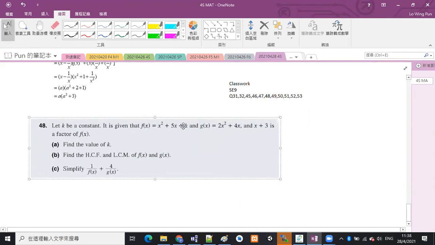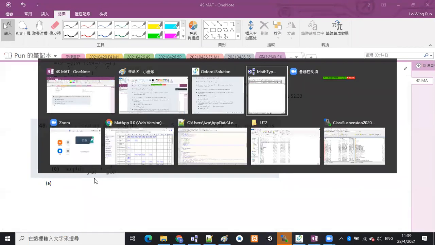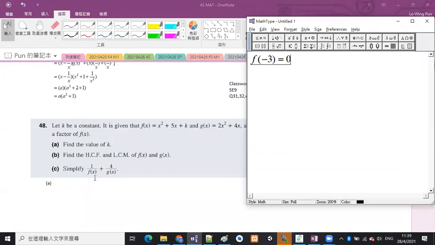It is given that fx is this, gx is this, and x plus 3 is a factor of fx. So x plus 3 is a factor of fx means that f negative 3 is equal to 0.